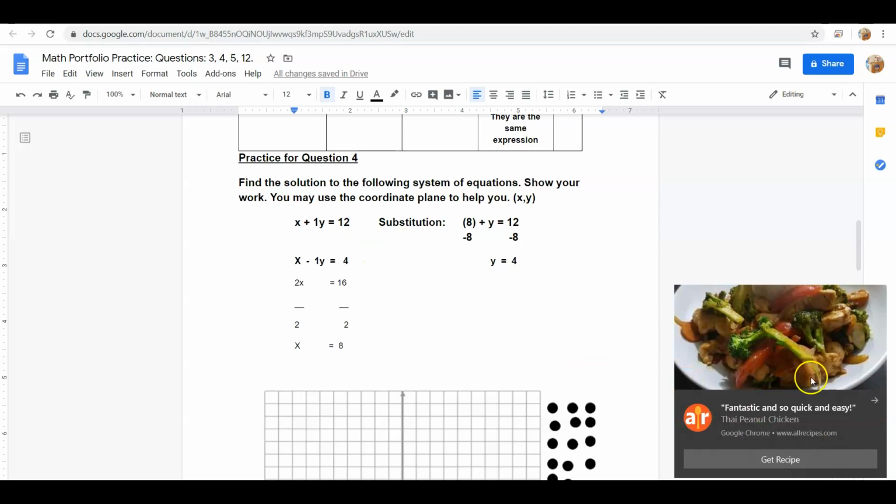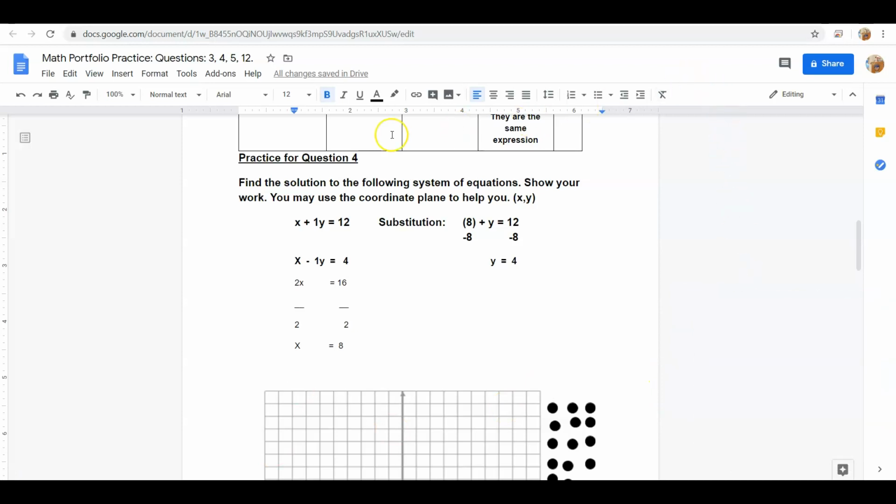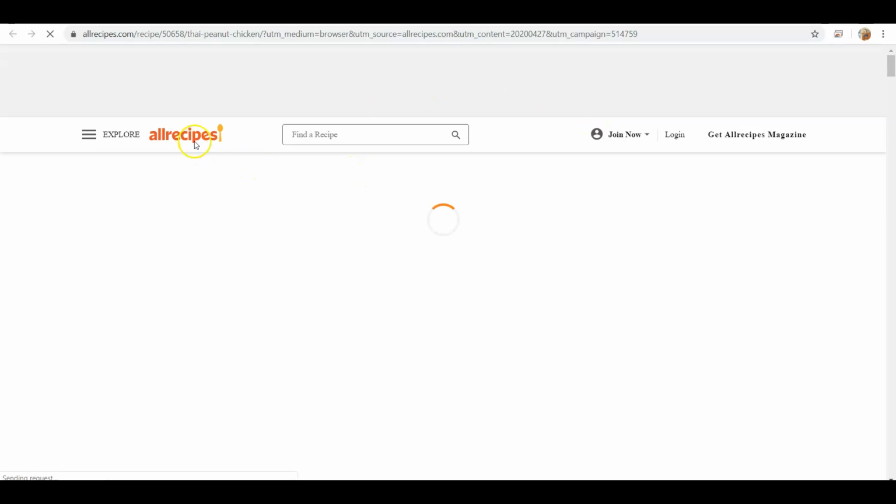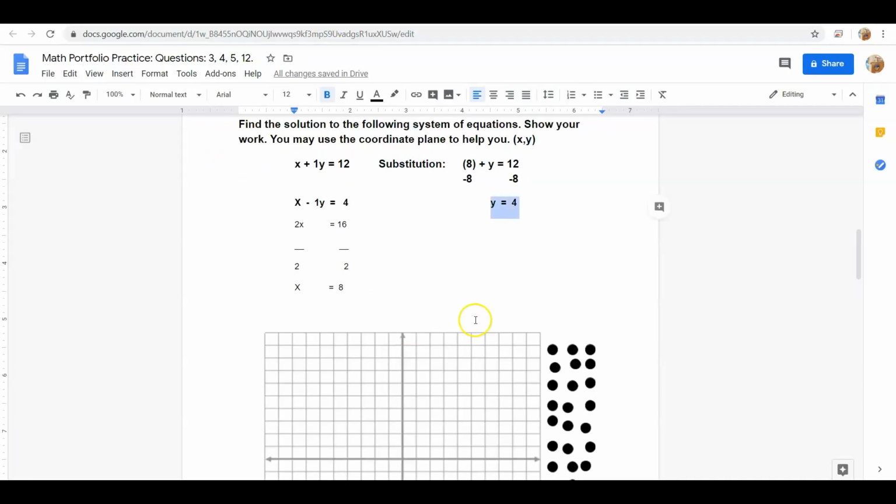Oh, and there you go. Fantastic and quick and easy. Thigh peanut chicken just popped up. Sweet. Looks like we're getting a chicken recipe popping up again. All recipes, I'll handle you later.